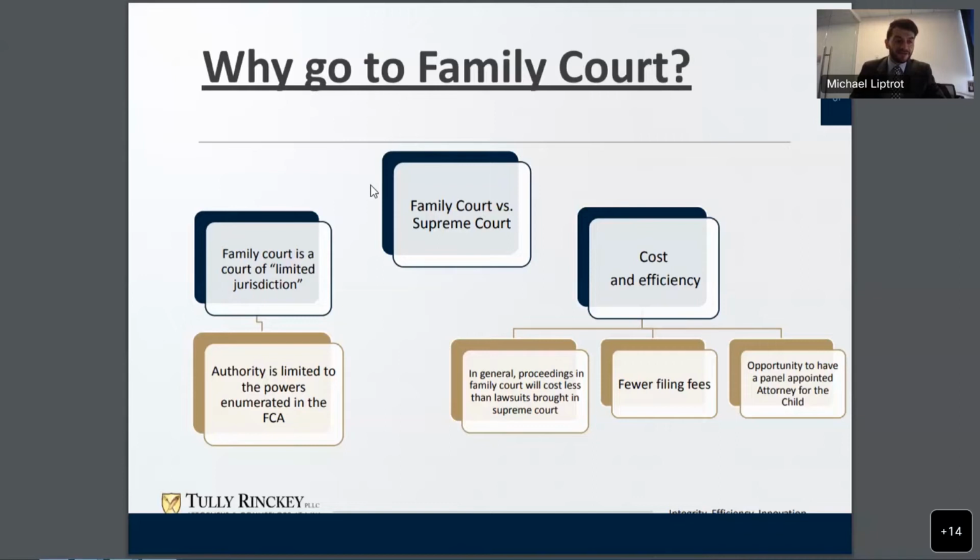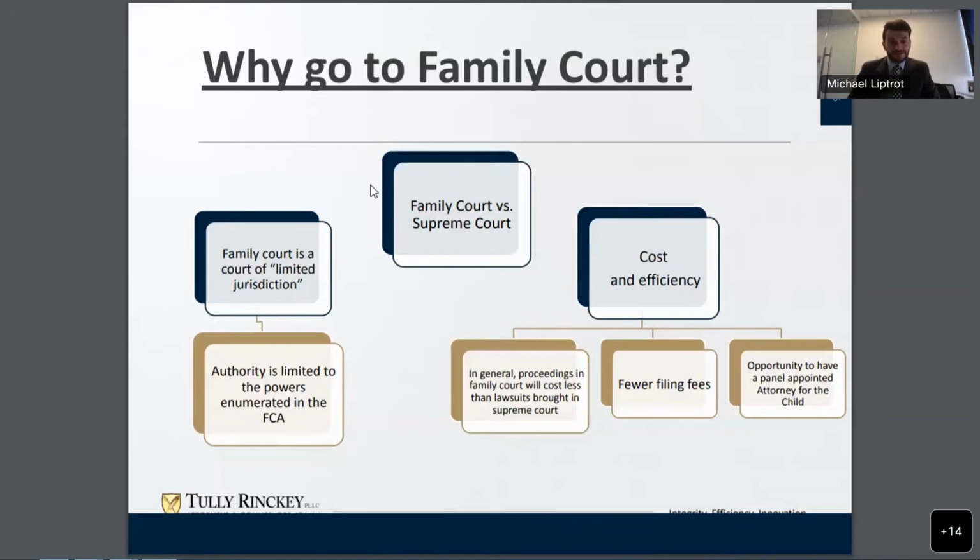You have the justices and magistrates familiar specifically with that area of law, and there's a particular way of conducting business in the family court. So there's some cost and efficiency savings there going to family court. Proceedings are generally going to cost less because, well, there's fewer filing fees.